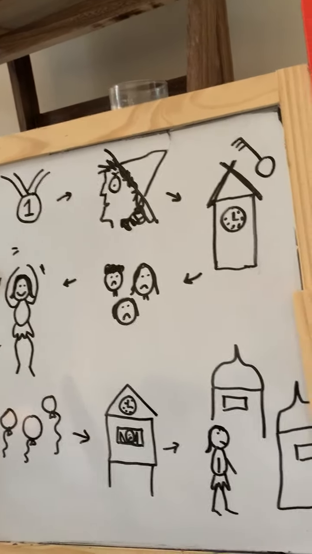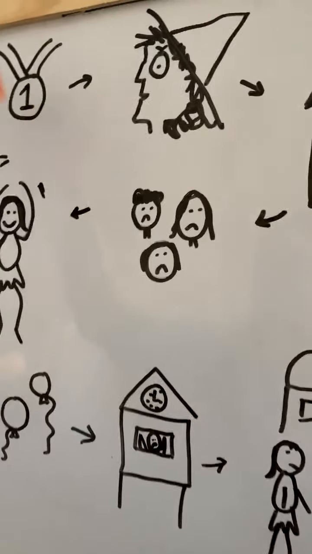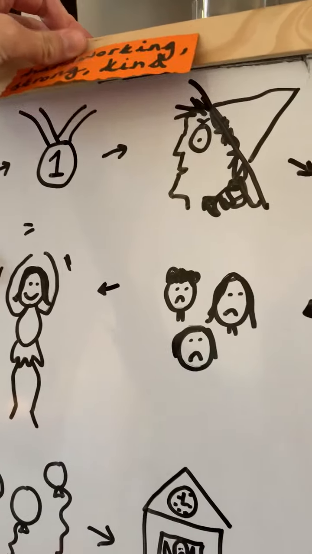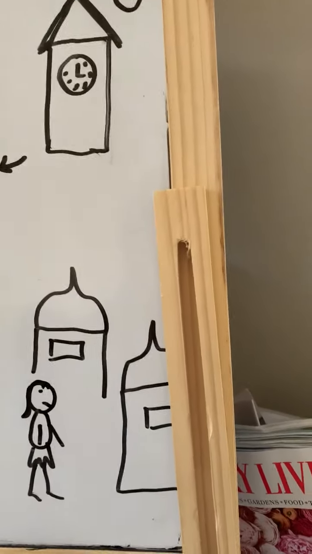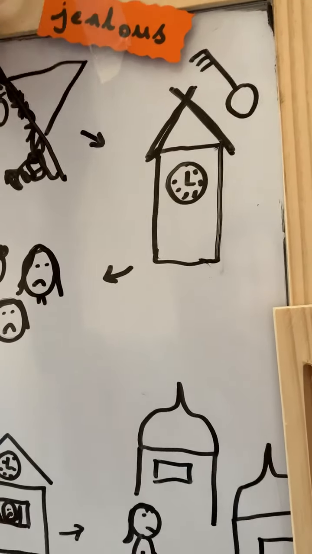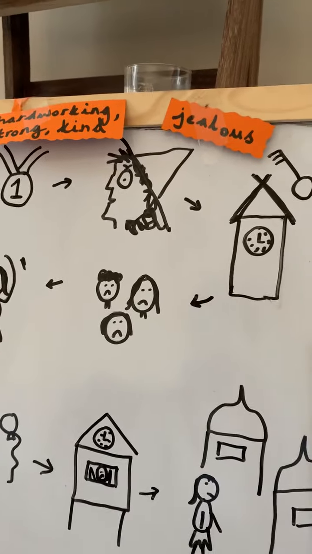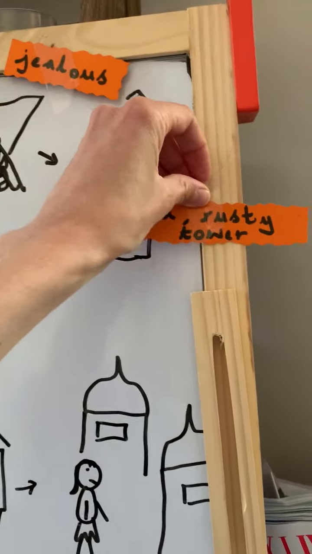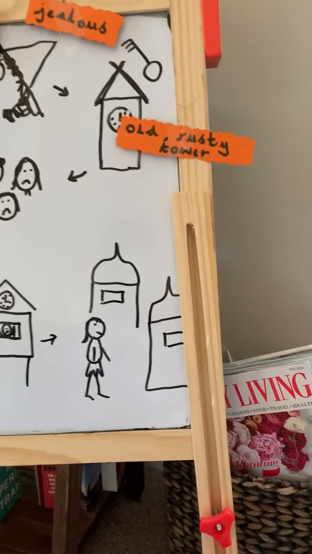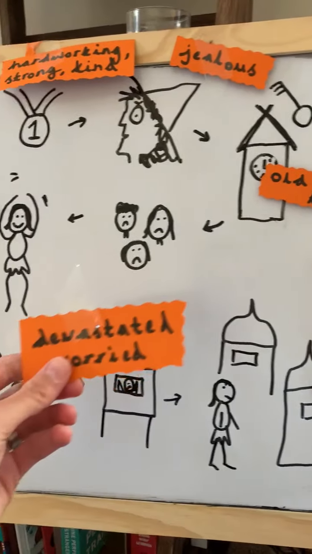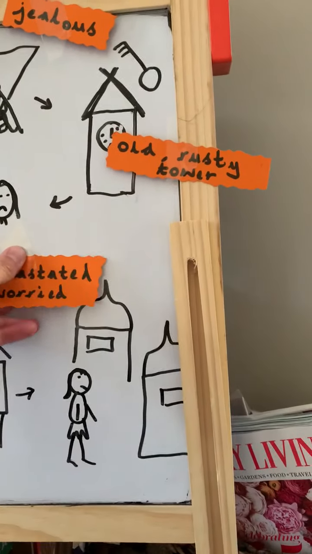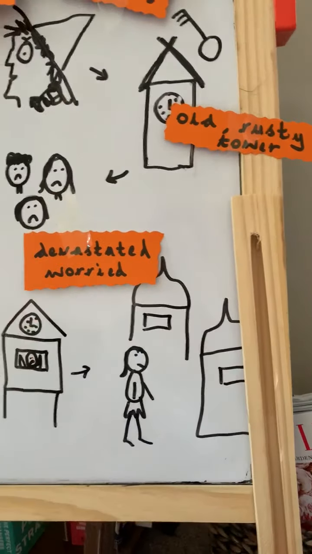So I'm going to use some describing words for my little dancer. I'm going to use the describing words hardworking, she's strong, she's kind. Okay, I'm going to use a describing word for my witch there, which is quite a jealous character. And as we know, locks her into an old rusty tower. I've used some describing words there for my tower. Obviously the people in the village I've put devastated, because I think they'd be so worried about where she is and if she's okay. And they're also very, very worried.